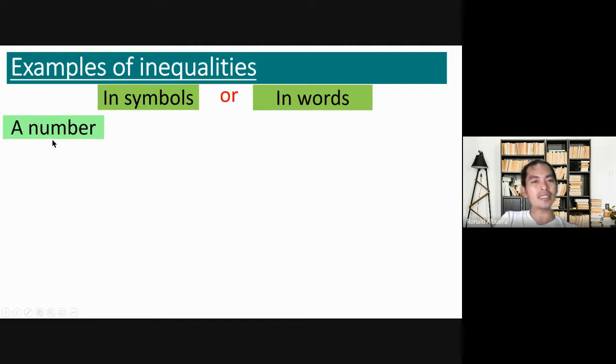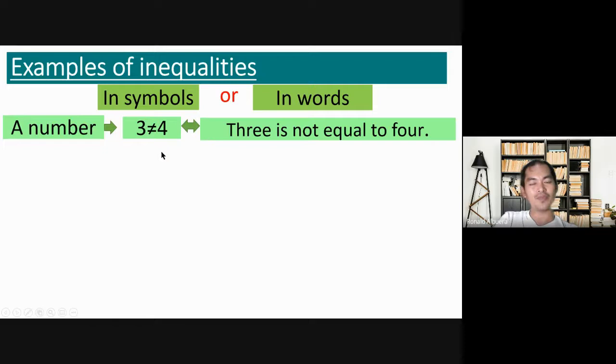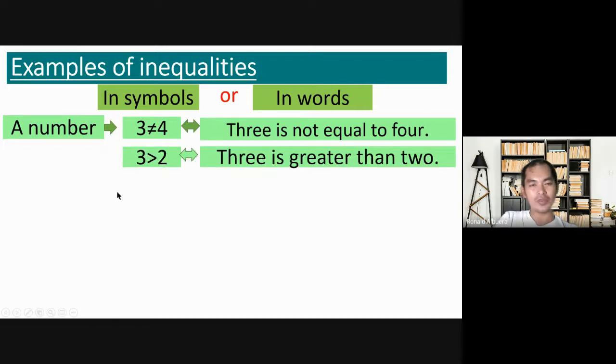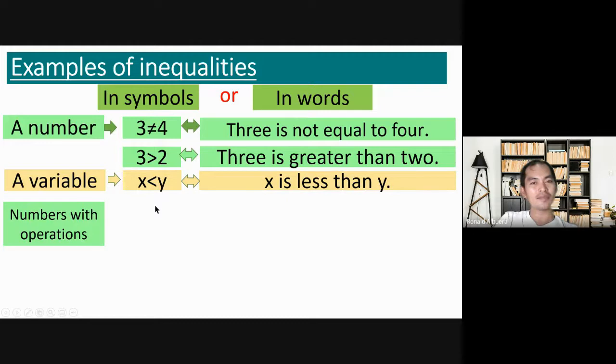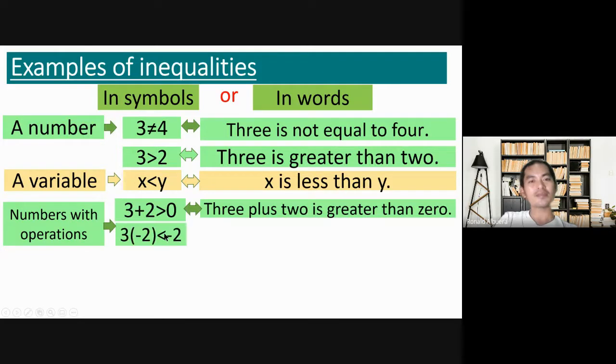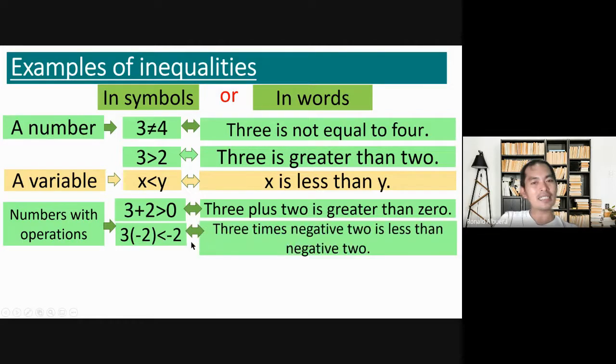So examples of inequalities, I'll give you two also in symbols or in words. Just like a number, we have 3 is not equal to 4. Or 3 is greater than 2. How about variable? We have x is less than y. How about numbers with operations? 3 plus 2 is greater than 0. 3 times negative 2 is less than negative 2.